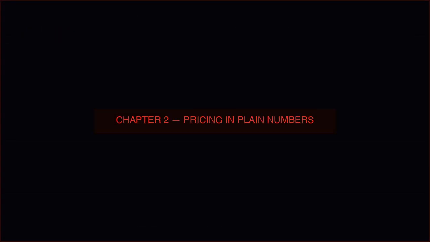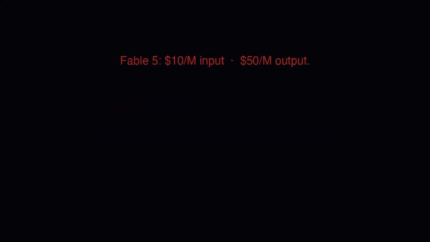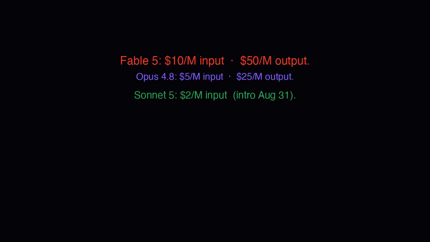Let me put the pricing in context so you can see exactly what you are choosing between. Fable 5, $10 per million input, $50 per million output. Claude Opus 4.8, $5 per million input, $25 per million output. Half the price of Fable 5. Still a powerful flagship. Claude Sonnet 5, $2 per million input tokens through August 31st. Sonnet 5 launched July 1st. It scores 63.2% on SWE bench agentic coding. It is now the free and Pro default model.